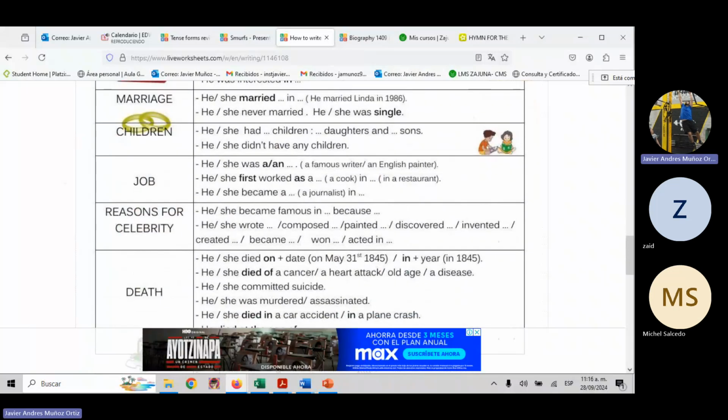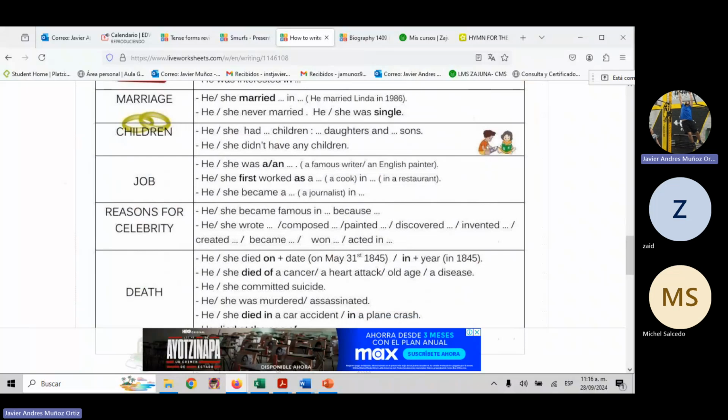What else is important to talk about a person? It's important to talk about the marriage. Maybe this person got married. Maybe she was always single. Or maybe she got divorced. Or maybe she's a widow, right? I mean, his couple died when he was too old, maybe.